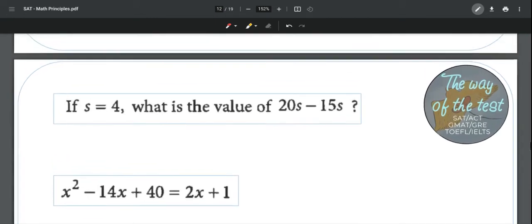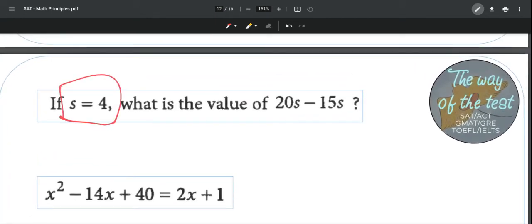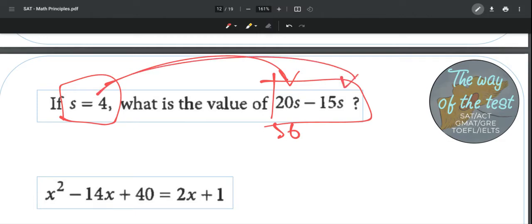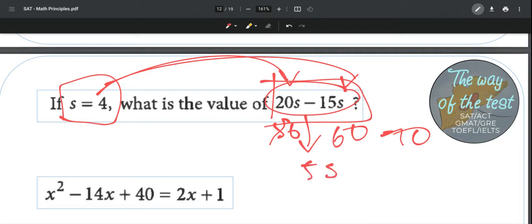So let's say, they give you s equals 4, and they ask you what is the value of 20s minus 15s. So if you're in a rush, you may feel the need to just replace s, right? So you're going to say, okay, s is 4, so I'm going to replace 20 times 4, which is 80, and s is 4, so I'm going to replace 15 times 4, which is 60, and so I'm going to have 80 minus 60, this is 20, which will get you the answer. And yes, it's not going to take you that long, but it's simpler to say, okay, if I have 20s minus 15s, then I have 5s. And since s is 4, this is just 5 times 4, which is 20, which is much simpler and easier.